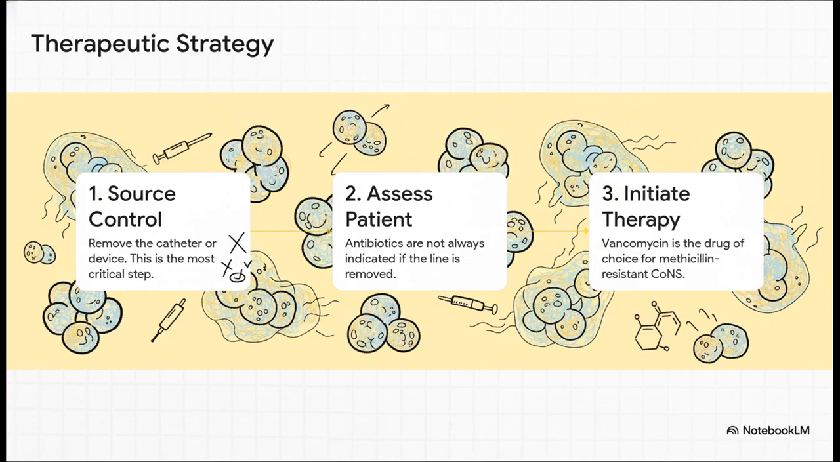Well, when you're dealing with an infection tied to a medical device, the strategy is actually very, very clear. Rule number 1, 2, and 3 is source control. You have to remove the colonized device. Get that catheter out. Seriously, this is the single most important step. A lot of the time, just doing that solves the problem. You might not even need antibiotics. But if you do need to treat, your first-line agent is going to be vancomycin.